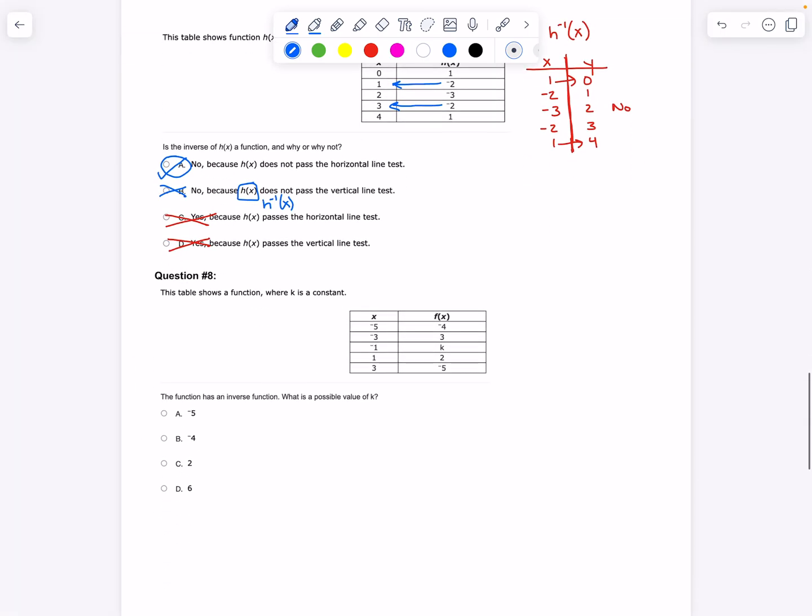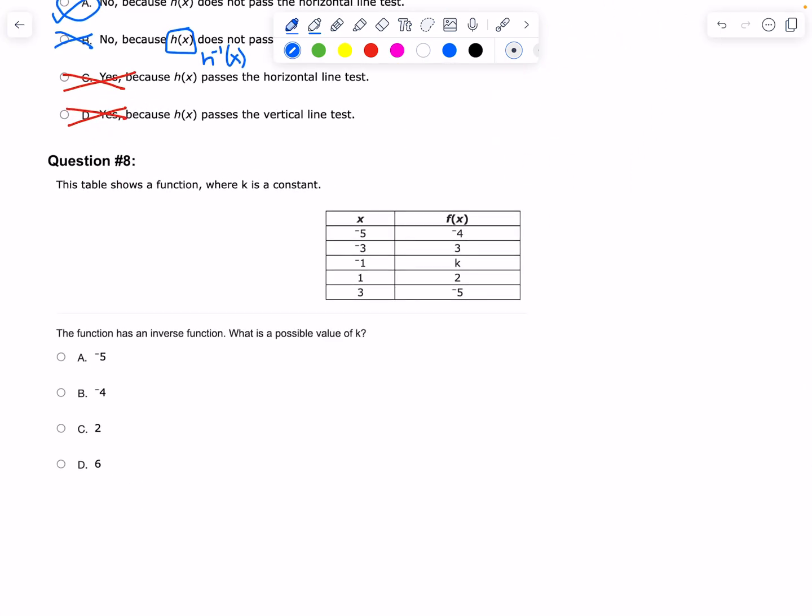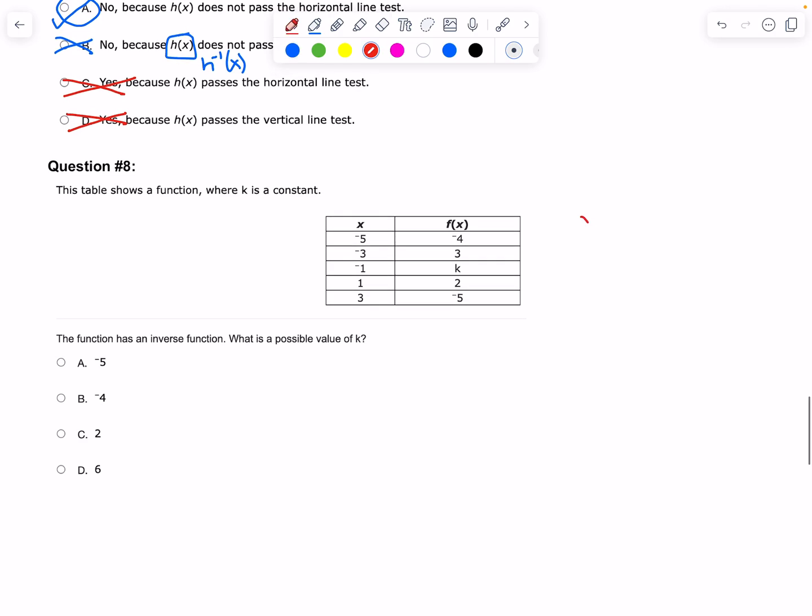All right, question number 8 says the table shows a function where k is a constant. The function has an inverse function. What is a possible value of k? All right, so we got to switch x and y and take a look at what's possible. So we had negative 5, negative 4. Now I have negative 4, negative 5. I had negative 3, 3, so now I have 3, negative 3. I have negative 1, k, so now I have k, negative 1. I have 1, 2, so I have 2, 1. And then I have negative 5 goes with 3.